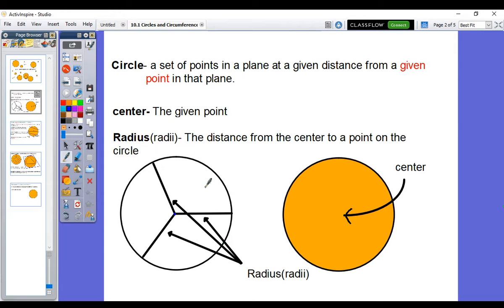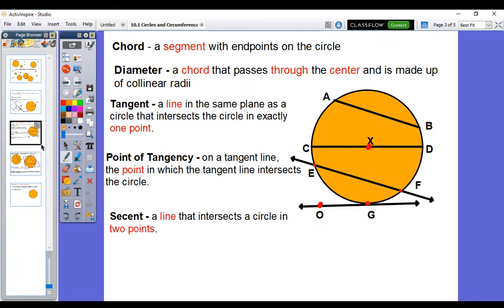Now, a radius, or radii for plural, is the distance from the center point to a point on the circle. So there's in the circle, outside the circle, and on the circle. Understand there's a difference between being inside the circle, outside the circle, and on the circle. On the circle means all these points right here. That center point, again, is your center. So, little definitions here. Now, let's talk about other parts that we will see throughout this chapter.